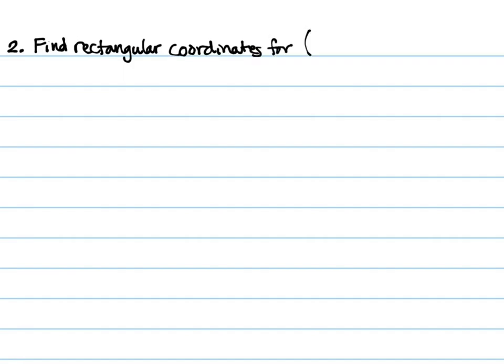All right, let's try another one where we're not asked to plot it, and it will be sort of from the same perspective that we were looking at the last one. We're going to find rectangular coordinates for the ordered pair 2, pi over 4. We'll graph it when we're done just so that you can sort of visually verify that it makes sense to you. 2, pi over 4.